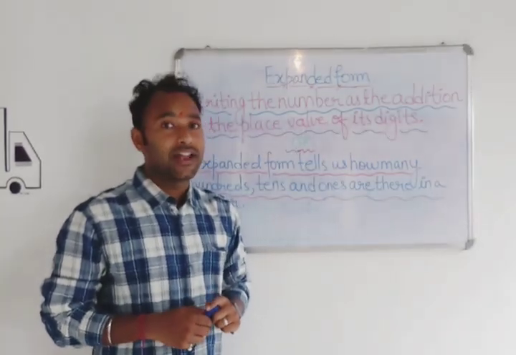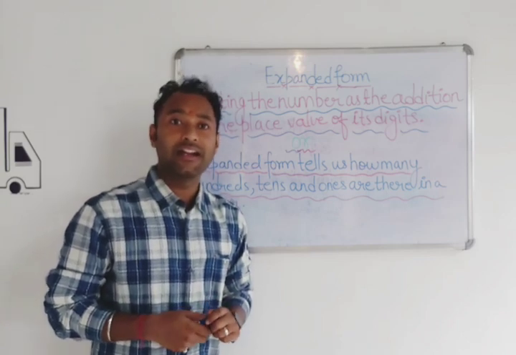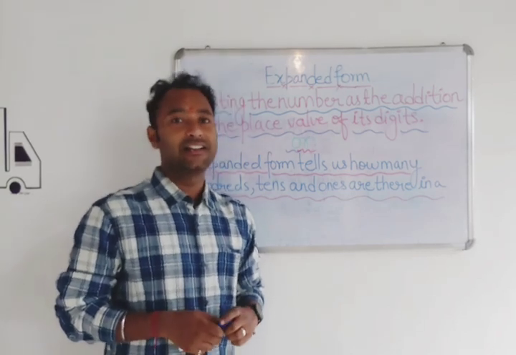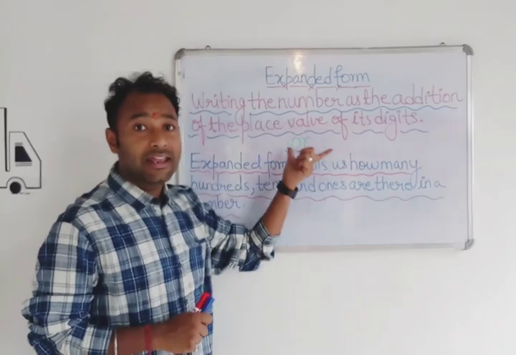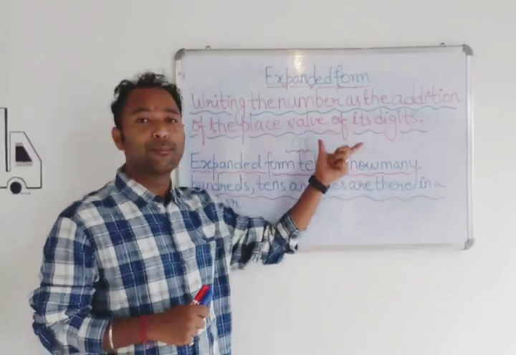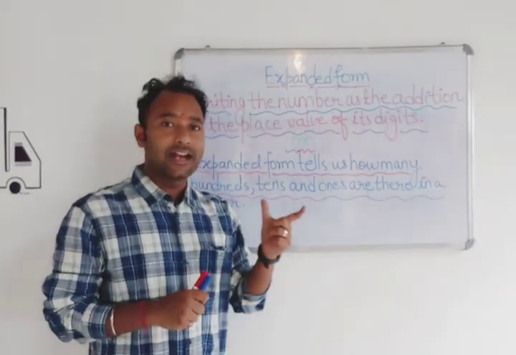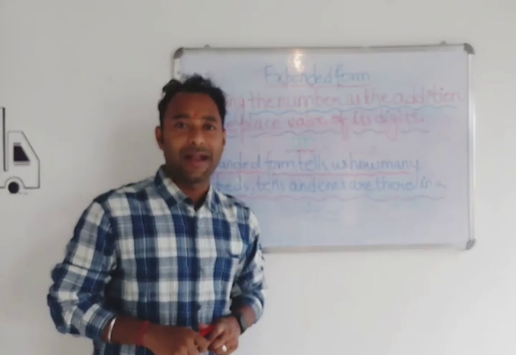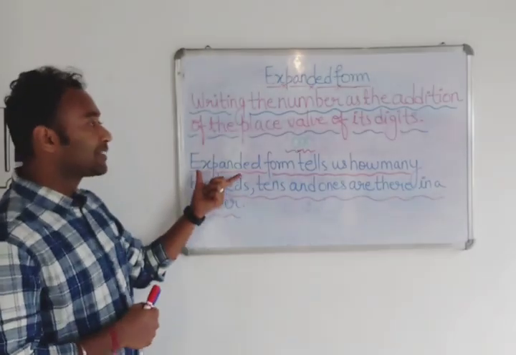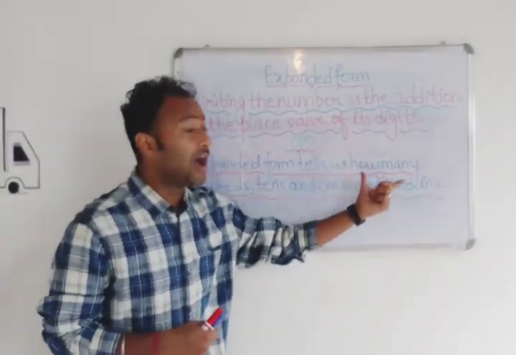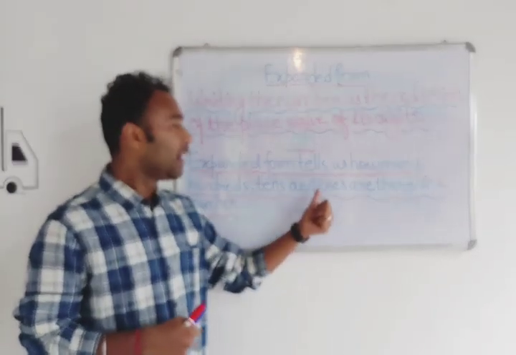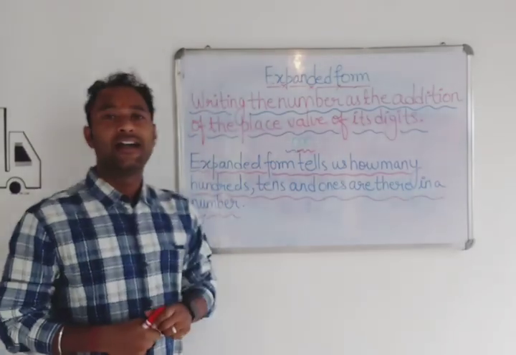Till now, how many digits have we done? We have studied 1-digit, 2-digit, and 3-digit numbers. So whenever the place values of the digits are there, you have to simply add them, and that addition form is called expanded form. In a more elaborate way, expanded form tells us how many hundreds, how many tens, and how many ones are there in the number.